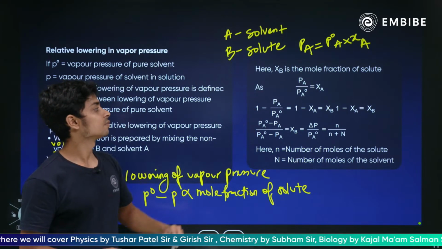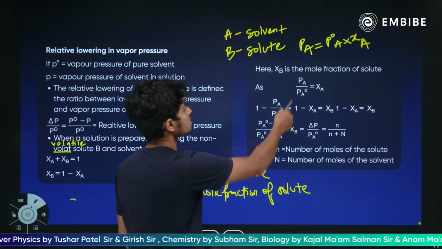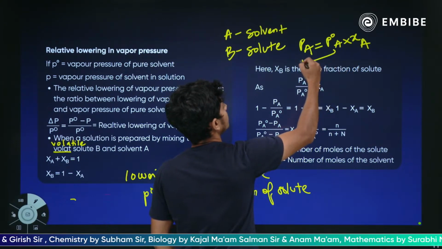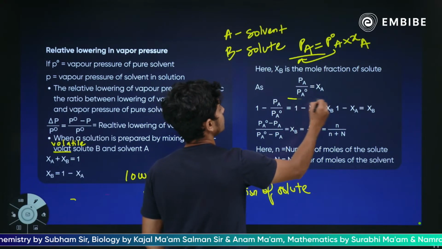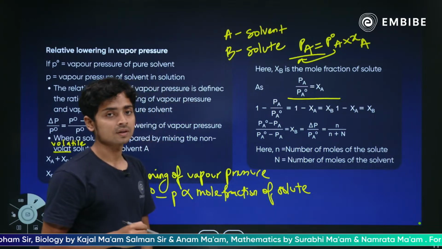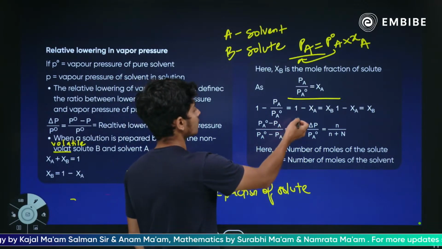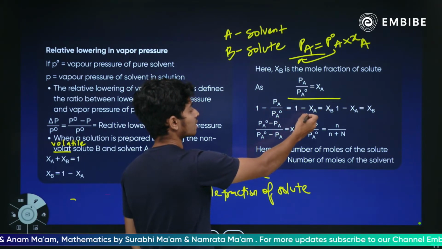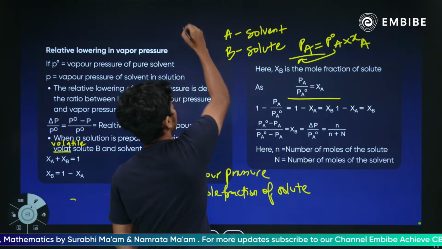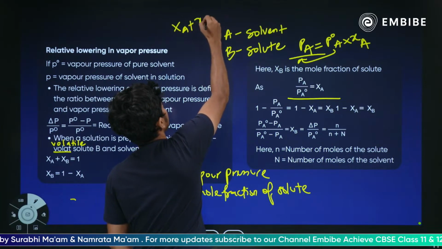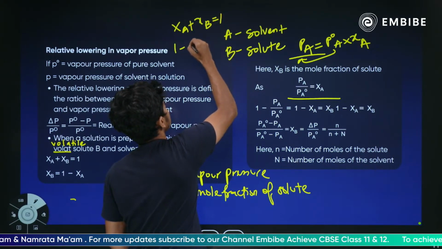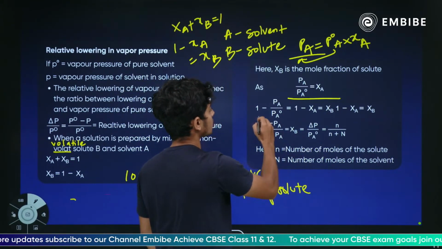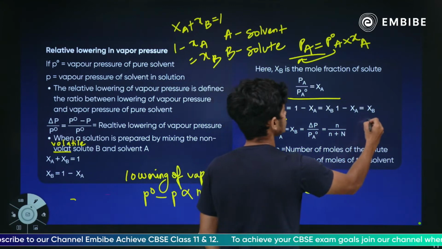So what happens if you equate it? You can take P naught A down, so you will get PA by P naught A equal to xi of A. Then if you subtract both sides from 1, 1 minus PA by P naught A equals 1 minus xi of A. We know xi A plus xi B is equal to 1, so 1 minus xi A will be equal to xi B. That is what has been done here.